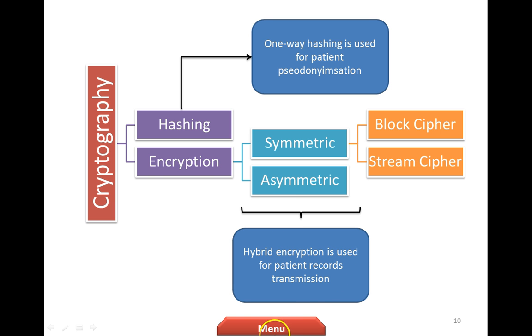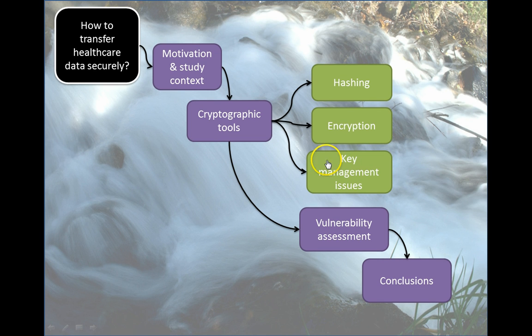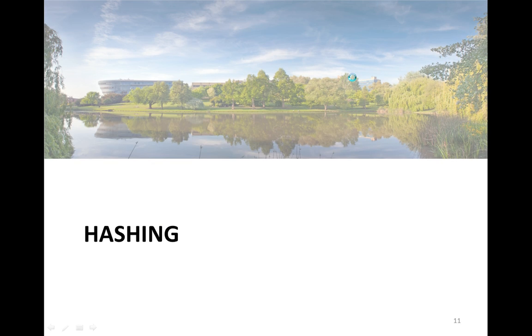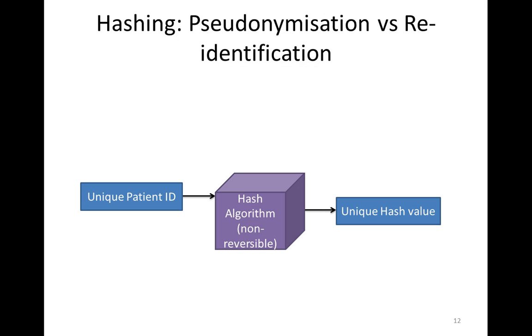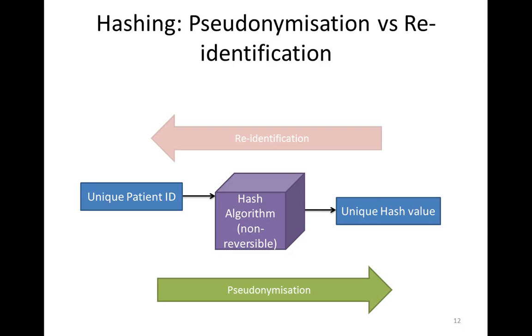We're going to talk about both of them later on. Okay, so now let's come back to the hashing part, one of the cryptographic constructs that we will be using. In terms of functionality, it looks like this. You take the unique patient ID, apply a hashing algorithm, and this has the property that the mapping is non-reversible. It goes one way, but you can't go back. What you get is a unique hash value. That's called pseudonymization. Now the reverse is called re-identification. But if you cannot go back, how do you do the re-identification?